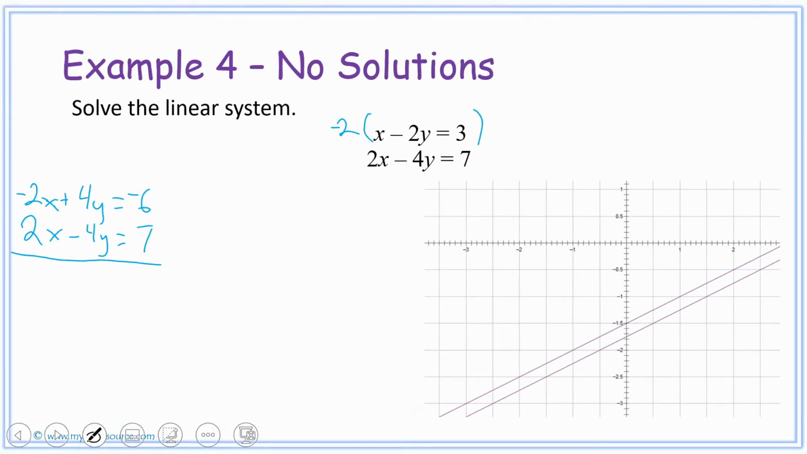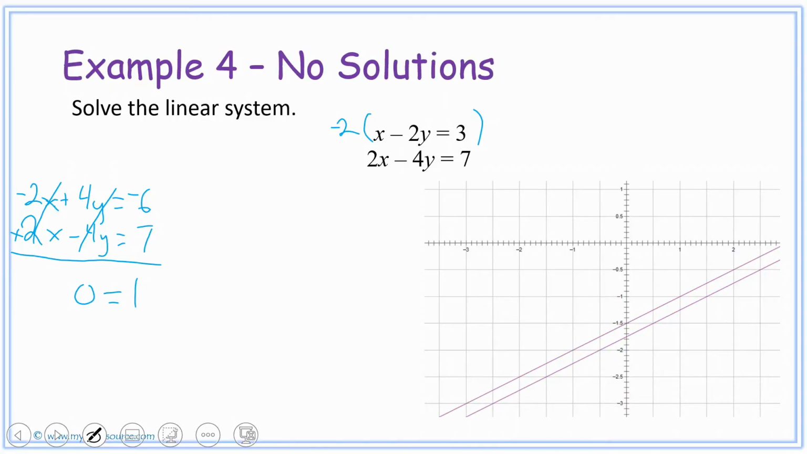And so negative 2x plus 2x is going to cancel out. This would also cancel out too, right? 4 subtract 4 cancels to 0. And so we have a 0 there. And then on the right side, we have negative 6 plus 7, which is 1.